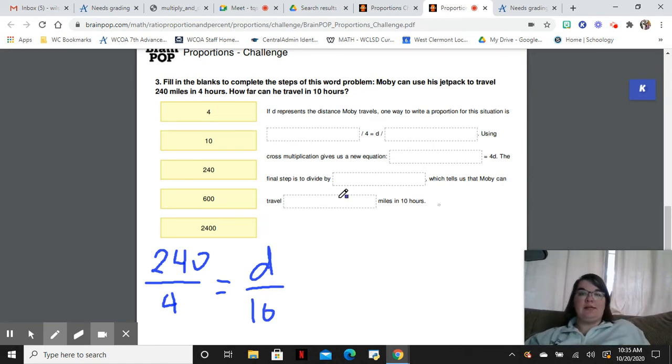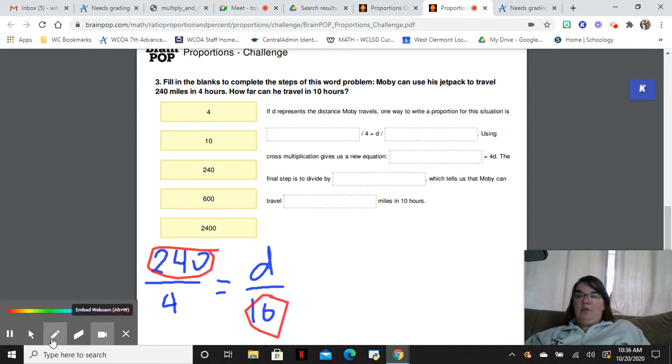So it starts us off as if D represents the distance, so the distance Moby travels, one way to write a proportion for the situation is it's going to be blank over 4 equals D over blank. Well, we just did that over here. So our first blank, circle that in a different color, blank over 4, when we look at our proportion, this is over 4. So we put 240. And we can see D over blank, and we're like, well, D is over 10. So 10 goes in that second blank.